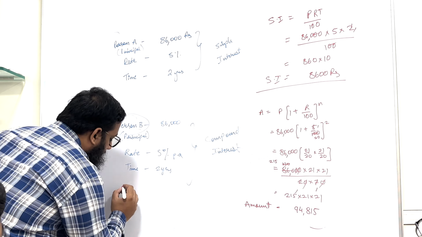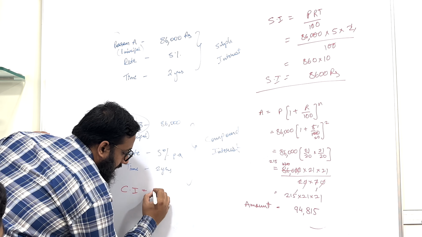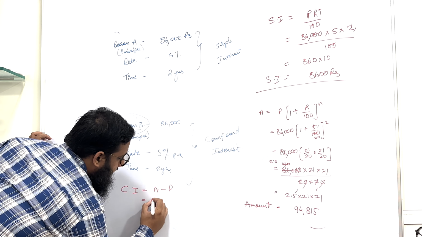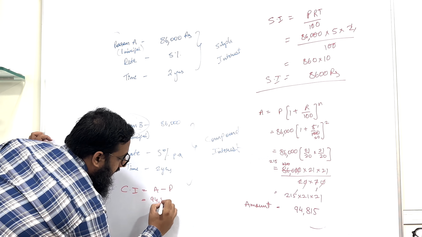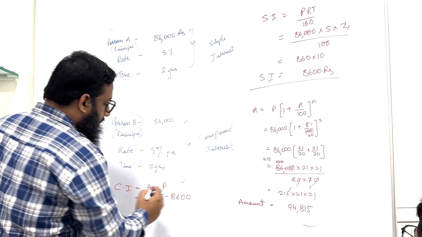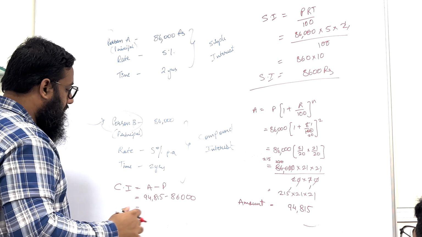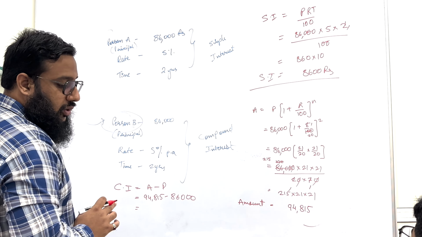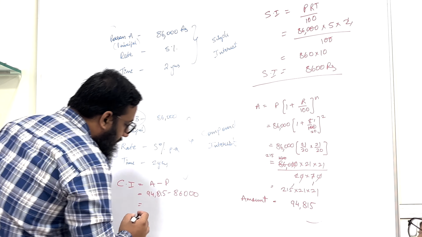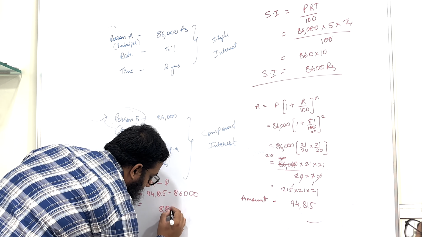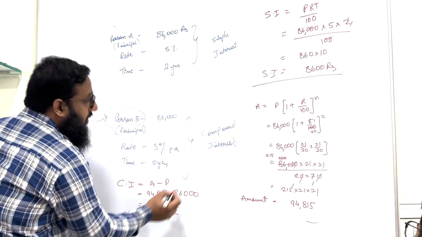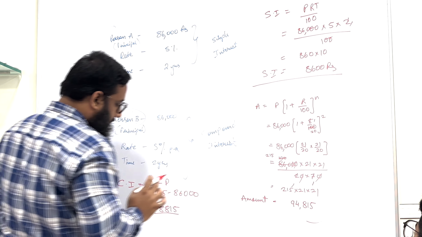The compound interest is equal to amount minus principal. The amount is 94,815 minus 86,000, sorry, the principal has triple zero. If you subtract this, you will get 8815 rupees. So this is the compound interest and this is the simple interest.